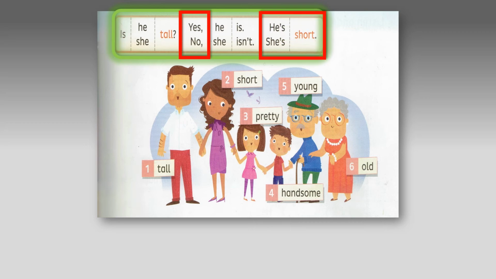And if the answer is no, then we can say what we see. Is he tall? No, he isn't. He's short. So it will be the opposite adjective. Is he hot? No, he isn't. He's cold. Right. Excellent. That's it.